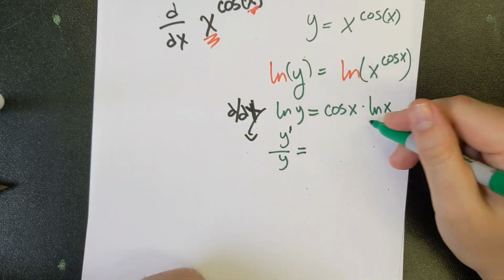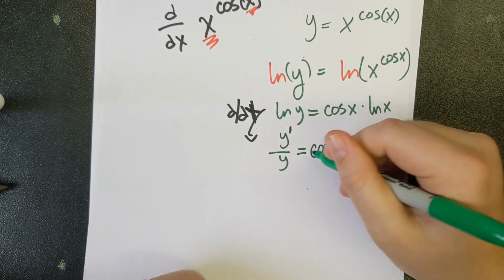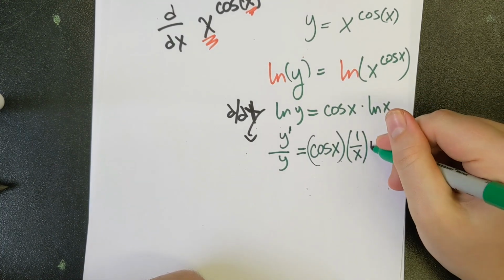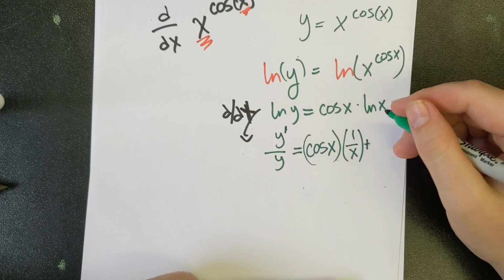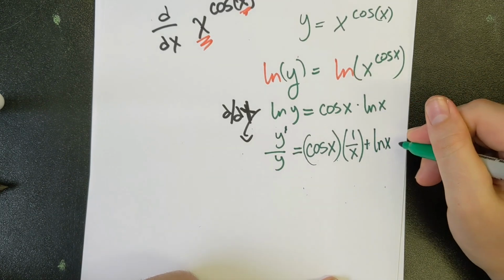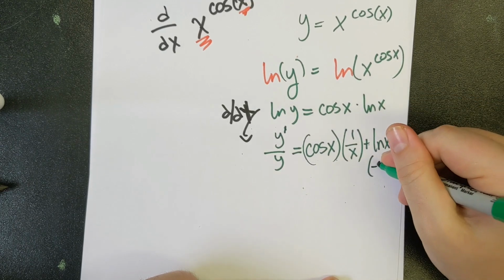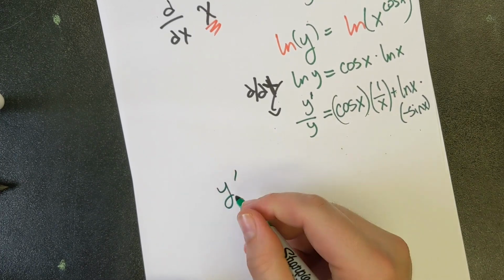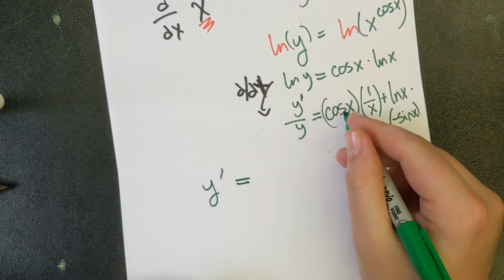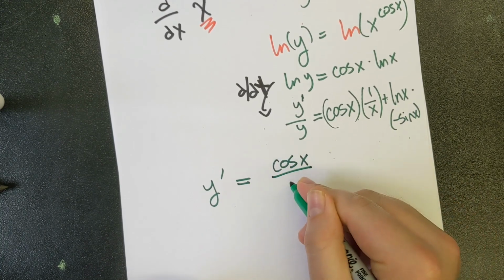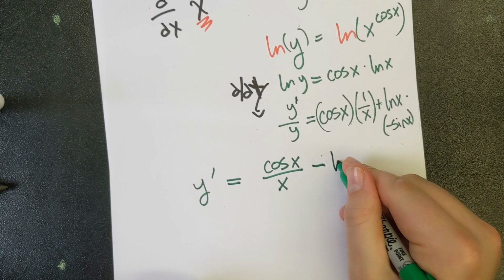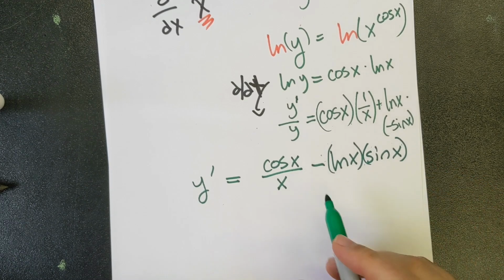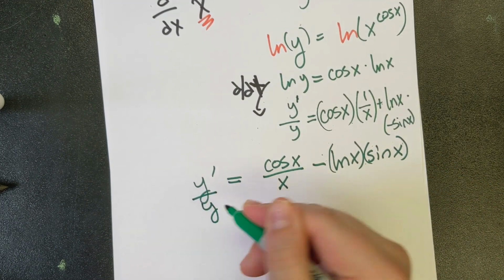And then here it's a product, so it's a product rule. Hold the first times the derivative of the second. Derivative of natural log is 1 over x. Plus hold the second, drive the first. So you keep ln of x the same, and you times that by the derivative of cosine, which is negative sine of x. And so then you get that your y prime is, it was cosine of x over x minus natural log of x times sine of x. That's what your y prime divided by y is.